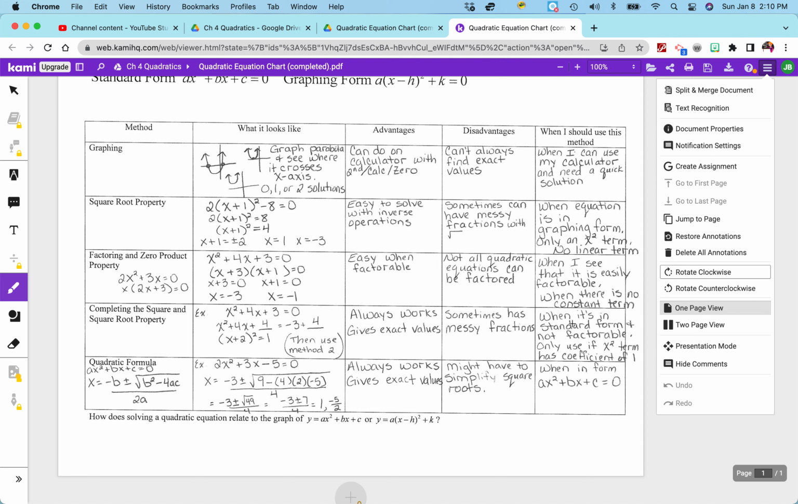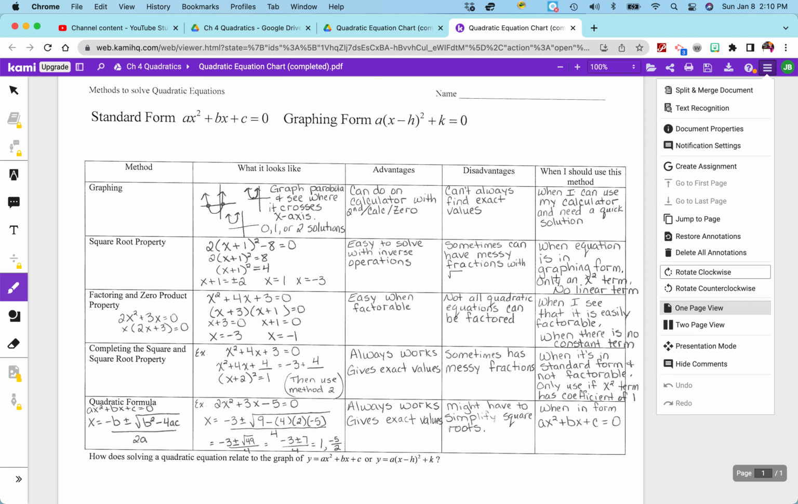When should I use this method? When it's in standard form and it's not factorable. So when it's in standard form, remember standard form looks like this first one here. If it's easily factorable, then I would factor it. If it's not, then you have this as an option. But I would only use completing the square if the x squared term has a coefficient of 1. So here we had a 1x squared.